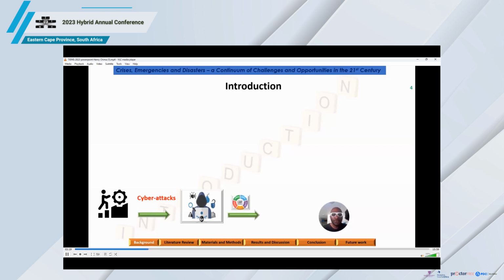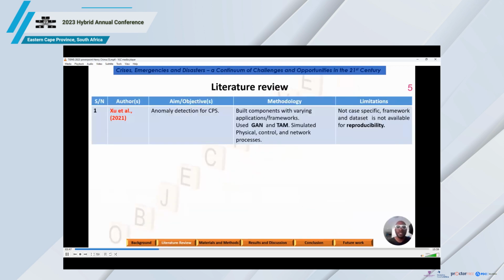And the sector is adopting so many frameworks to counter the attacks, such as a framework that was proposed in 2014 by the National Institute of Standards and Technology. Cyber attacks have also been on the rise. In 2022 alone, 1,463 cyber attacks were reported in a week.